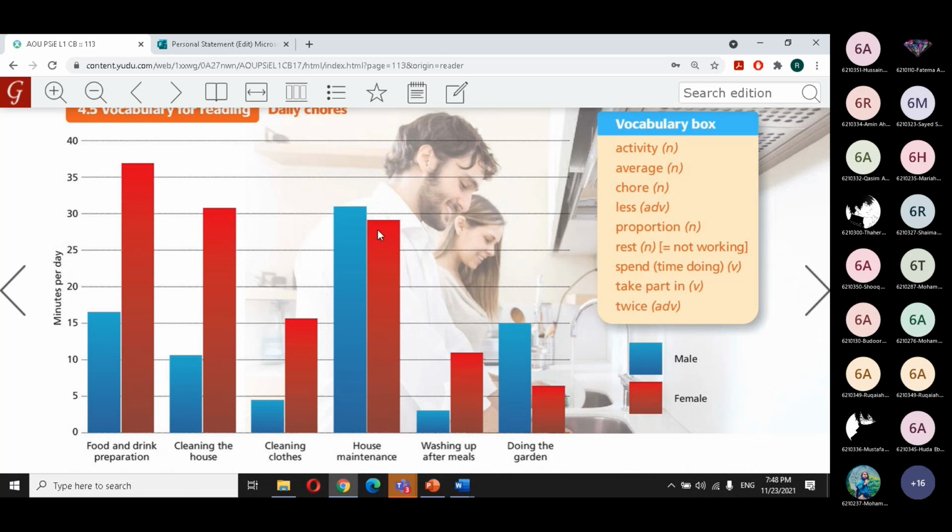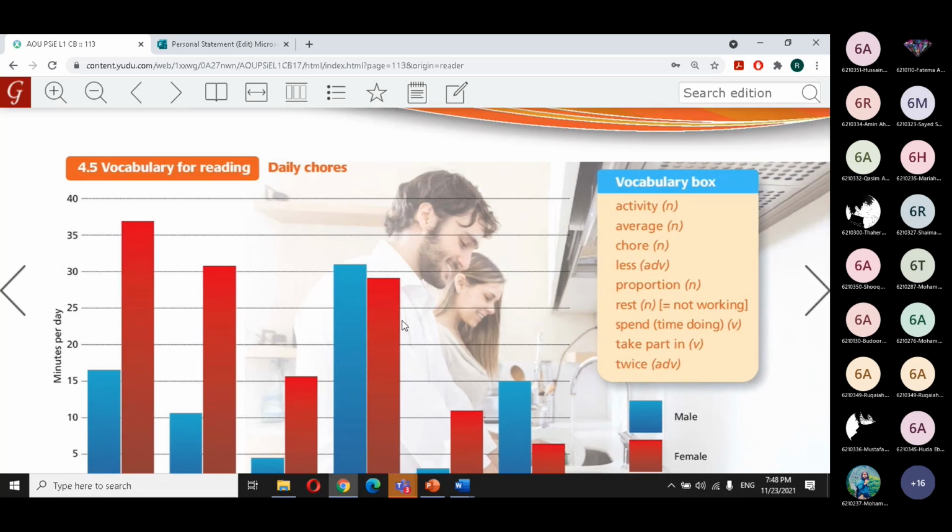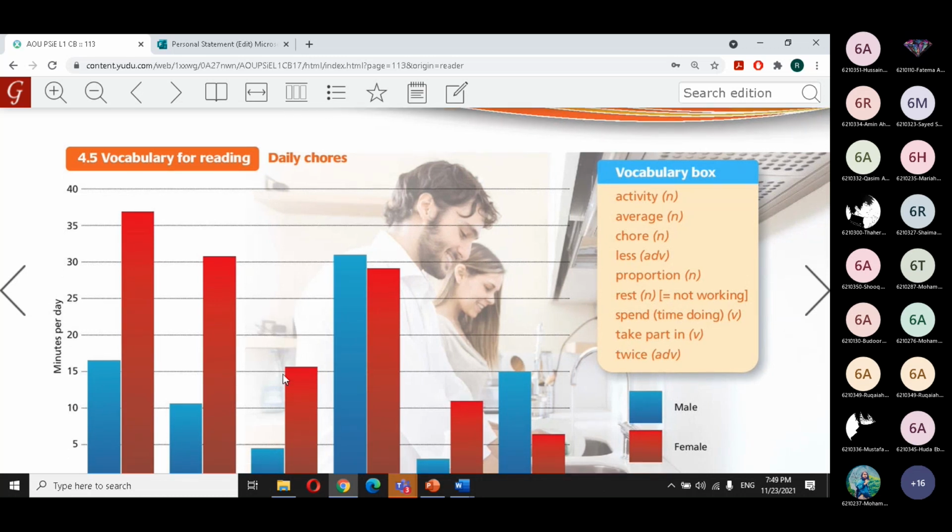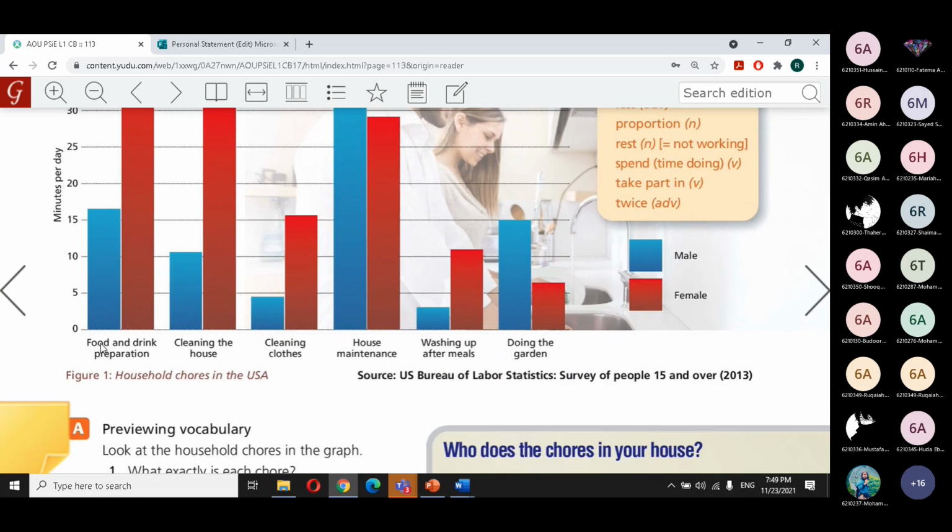Okay. We said that this graph is about daily chores. Daily chores means things they do every day. Like what? Go back here and find out. It's about food and drink preparation, cleaning the house, cleaning clothes, house maintenance, washing up after meals. I told you before, washing up refers to washing the dishes. Doing the garden. Doing the garden means cleaning the garden, doing something about the garden. And here we have the time.